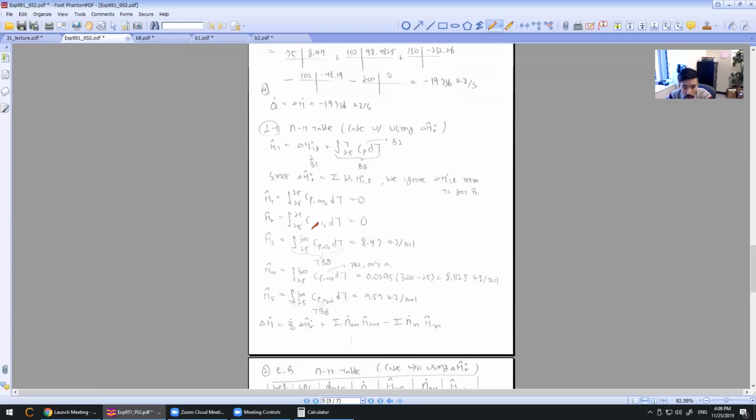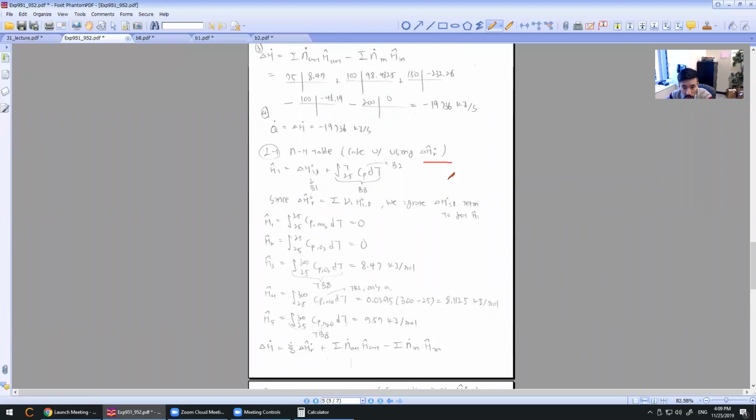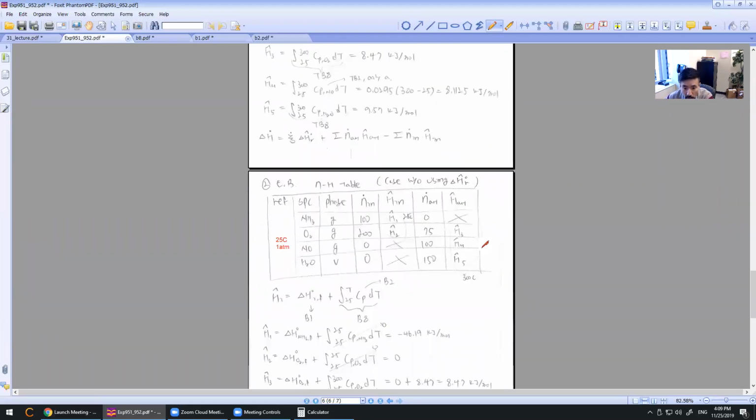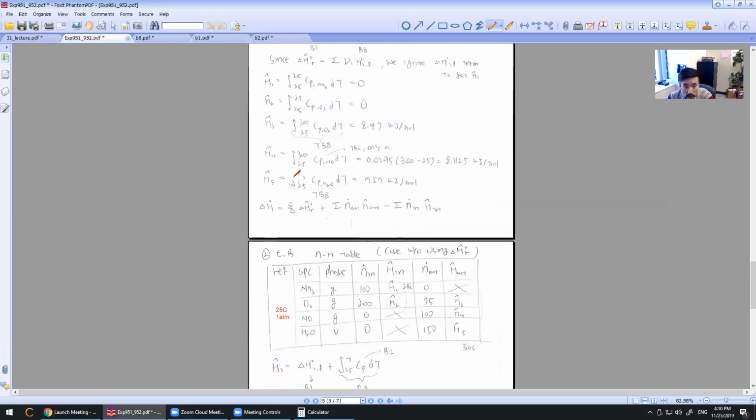And H4, again, we don't need to worry about the heat of formation number since we're going to use heat of reaction. So H4 is this one, right? We talk about nitric oxide from 25C to 300C. So here, the integral from 25 to 300 of CP nitric oxide dT. Again, let's assume the B, C, D contribution is really small. So we only take the A term, which we can find in table B2, which is 0.0295. So all of this term is simply 0.0295 multiplied by 300 minus 25. So we have H4 as 8.1125 kilojoule per mole.